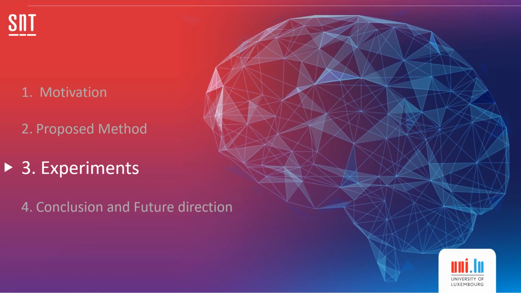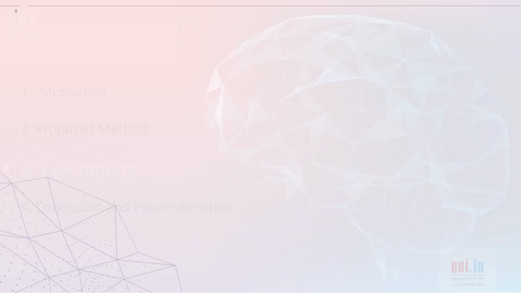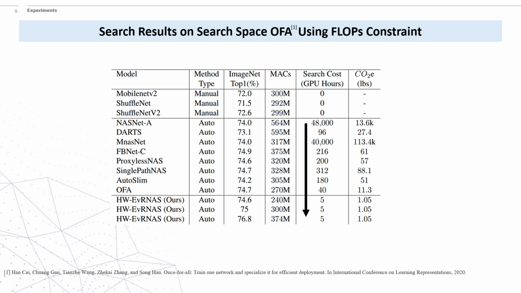Now I will present the results of the experiments that were performed using our proposed method. Here we present the results of the architecture search for the search space called OFA using flops as the hardware constraint for the classification task on ImageNet dataset. The search space constitutes finding the optimal parameters of the different operations present between different nodes. From the table, we see that our method is able to find good performing architectures at very low computational cost measured in terms of GPU hours.